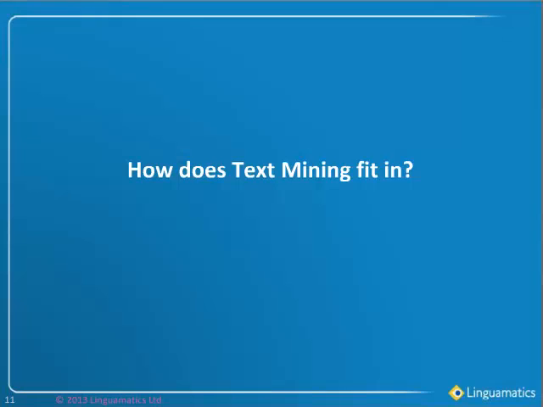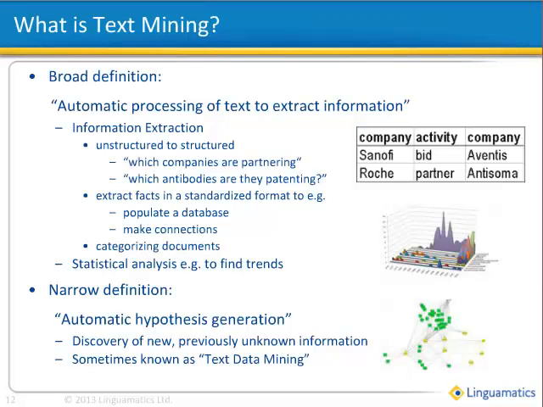So how does text mining fit into this picture? Well, text mining, in a broad definition, is just about processing the text to extract information. There are different kinds, such as information extraction, which tends to focus on going from the unstructured to the structured. So in this case, where you've got which companies are partnering, you might get a relationship extraction where you'll get companies such as Sanofi and activities such as bidding and the company that they're bidding for, Aventis.